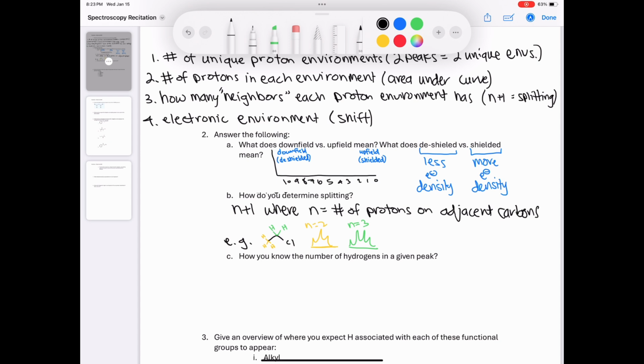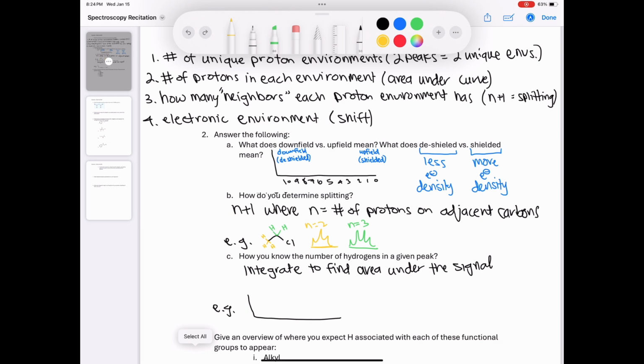Question 3 asks, how do you know the number of hydrogens in a given peak? And again, like I had said in question 1, this is found by integrating to find the area under the curve. And then if you need to scale the numbers to the whole number integer, those whole number integers will be the ratio of protons contained within each of the peaks.